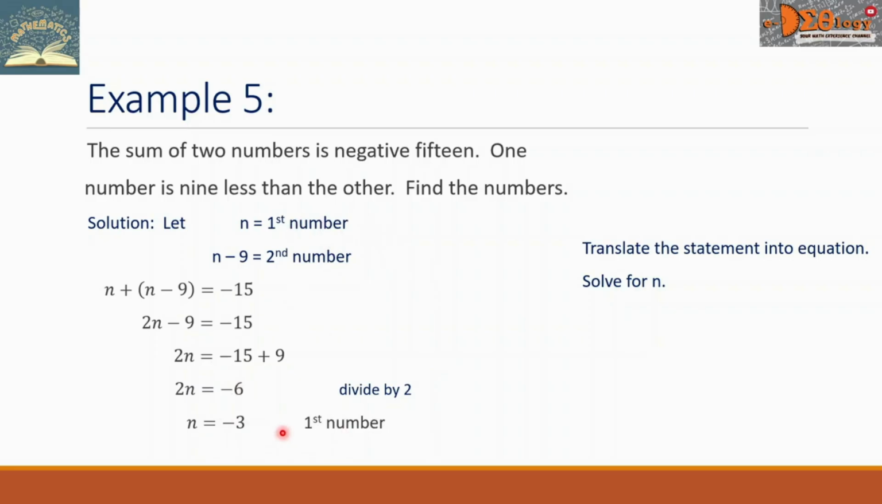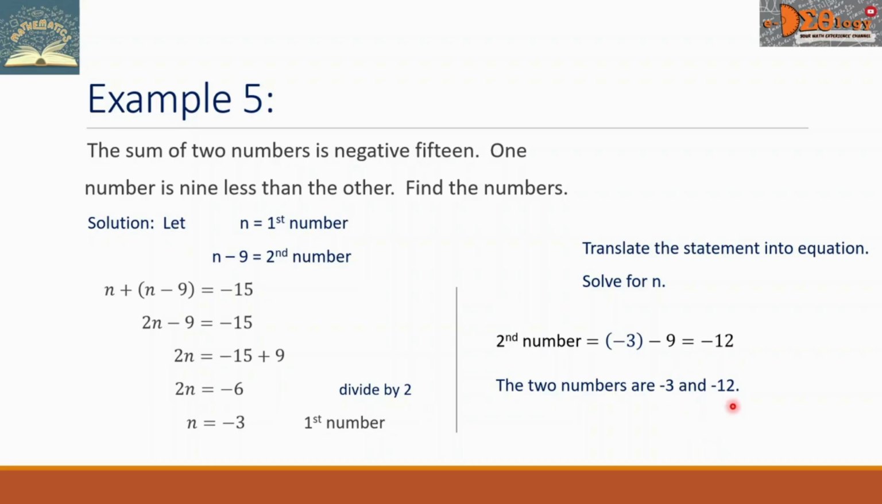Now, let's solve for the second number. We say that the second number is n minus 9. So we substitute the value of n, which is negative 3, in this equation. So, second number equals negative 3 minus 9. And this will be negative 12. So, we stop. We have now the two numbers. The first number is negative 3. Second number is negative 12. So we say that the two numbers are negative 3 and negative 12.